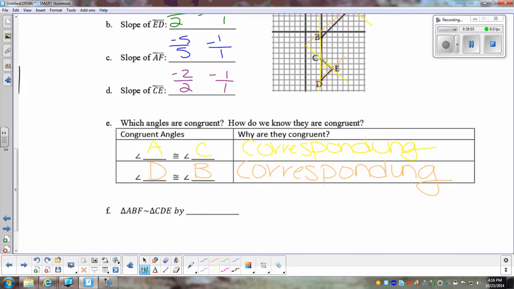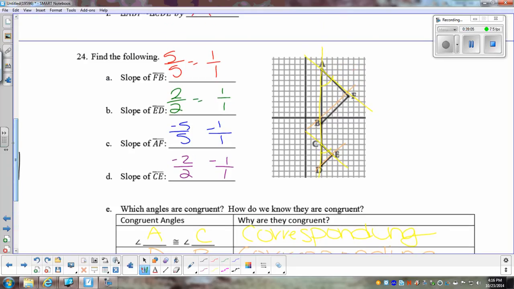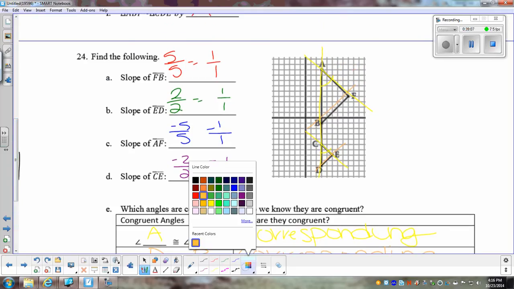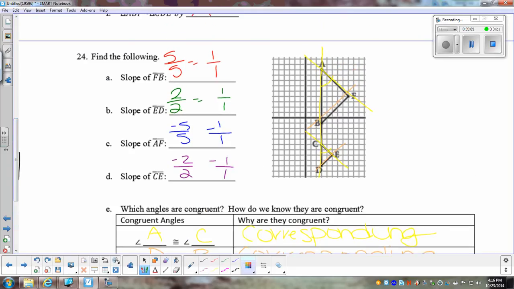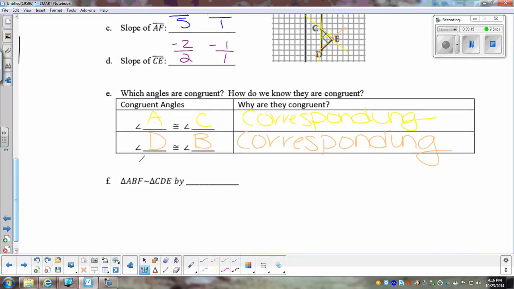Say you only notice one of those, you also still have some parallels in there. 1 and negative 1 are opposite reciprocals of each other. So I know that angle F and angle E are right angles. So again, I could have also used that angle F is congruent to angle E because they're right angles. And again, I do not need all 3 pairs of sides. I only need 2. And this is, again, similar by angle-angle similarity.